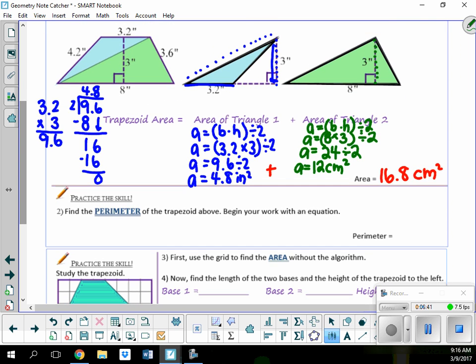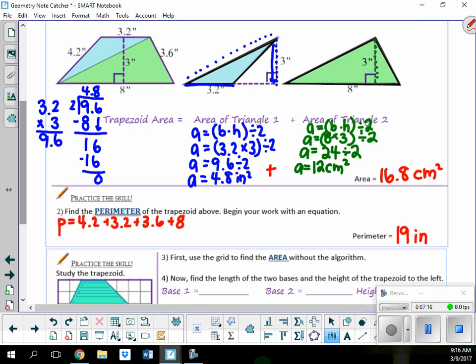So my equation for perimeter, I'm going to add up each of the sides. So I have 4 2/10 plus 3 2/10 plus 3 6/10 plus 8. And after I add up all of those sides, I'm going to get a perimeter of 19 inches.